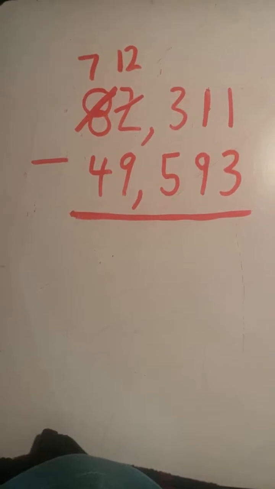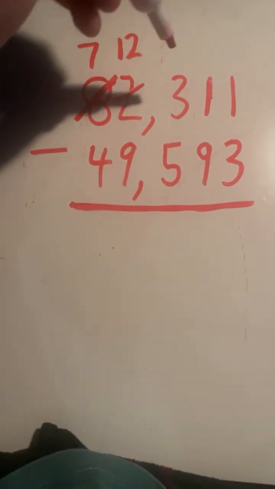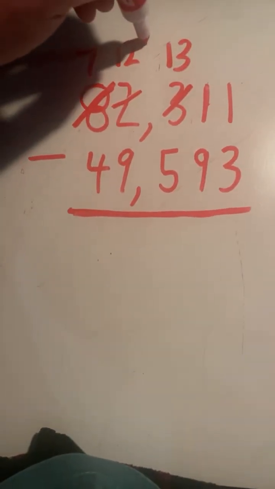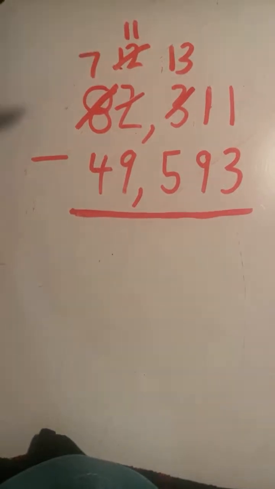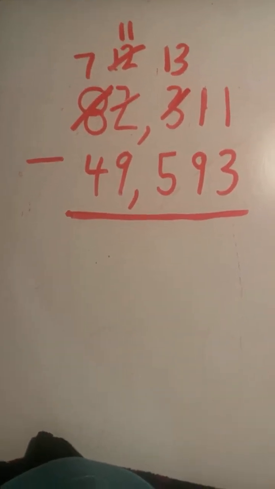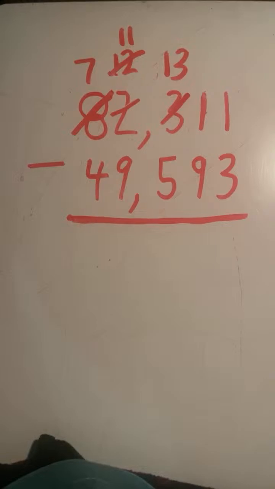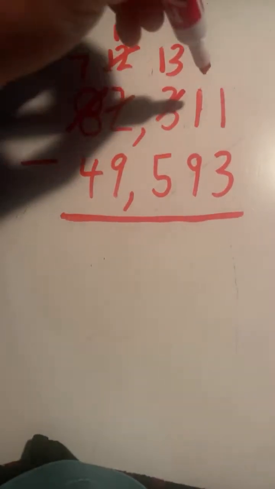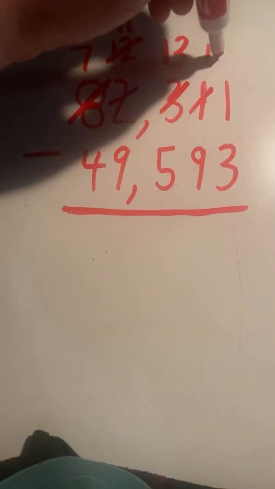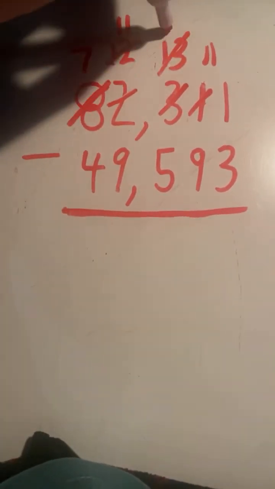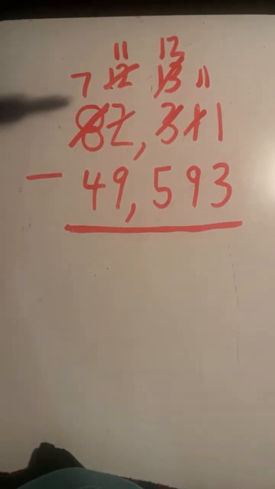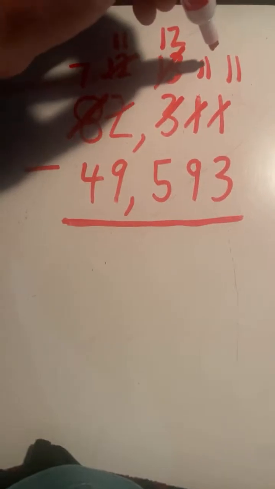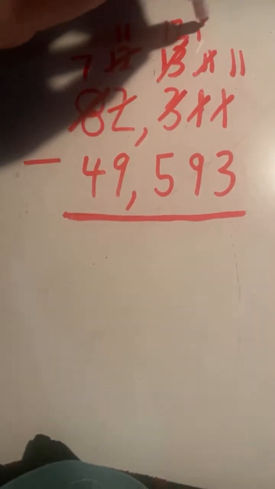Now, going to the hundreds place, again, we have to add a 10. So that 3 is going to become a 13. And that 12 in the thousands place is going to become an 11. Because if we're adding 10, we are subtracting 1 in the column to the left, because that's where we are taking the 10 from. Now in the tens place, that 1 is going to become an 11. The 13 in the hundreds place is going to become a 12. Now in the ones place, again, the 1 becomes an 11. But the 11 in the tens place becomes a 10.